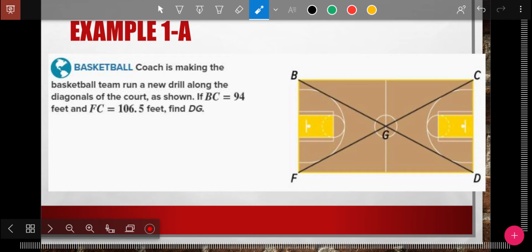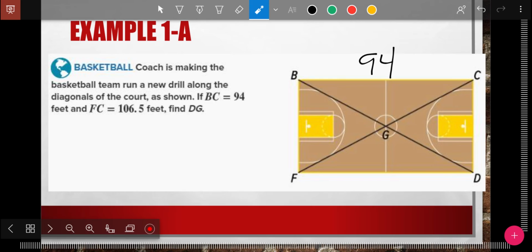A coach is making a basketball team run a new drill along the diagonals of the court. They're assuming you know a basketball court is a rectangle. If you don't, here it is, the whole court is a rectangle. It says if BC is 94 feet and FC is 106.5 feet, find DG. Let's write in what we know. BC is 94, which means FD is 94, but I don't really care about FD because I'm trying to find DG.